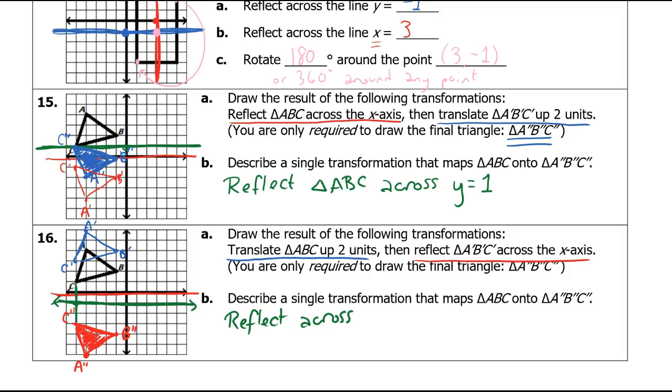So we're reflecting across that green line, but this green line crosses the y-axis at -1. So we have the line y equals -1. So again, just notice that those two are different because the order changed, and that's all it took to make the process quite different.